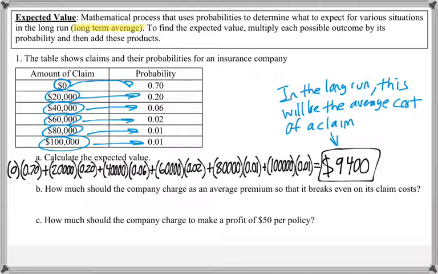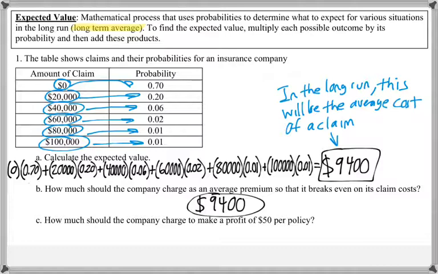Part B says, how much should the company charge as an average premium so that it breaks even on its claims costs? So if they want to break even, they should charge the same amount. So $9,400.